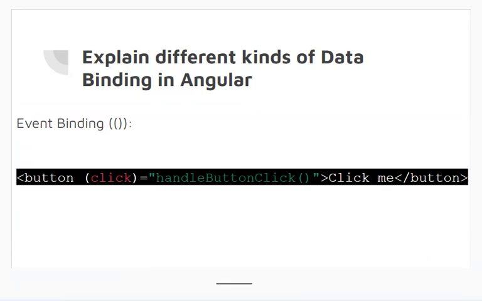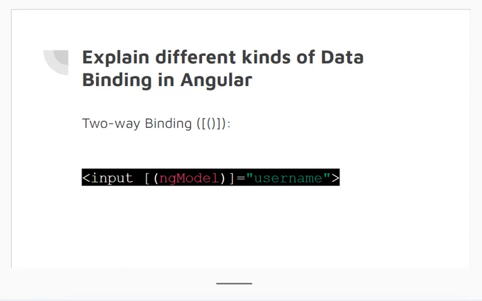And the last is two-way binding. It is using the ngModel directive. In this case, the data flows in both directions, from the view to the model, and from the model to the view.